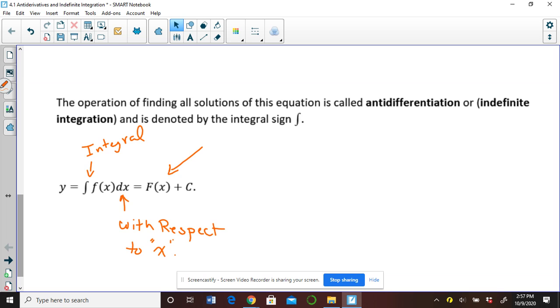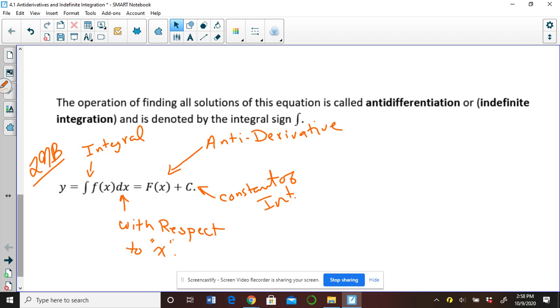And then you get your antiderivative plus c, the constant of integration. Please note that it is important that we have both a lowercase f and a capital F. So the lowercase f is the function we're going to find the antiderivative of, with respect to whatever variable they tell us. And then capital F of x is the antiderivative of that function. So please note that there is an important difference between those symbols.